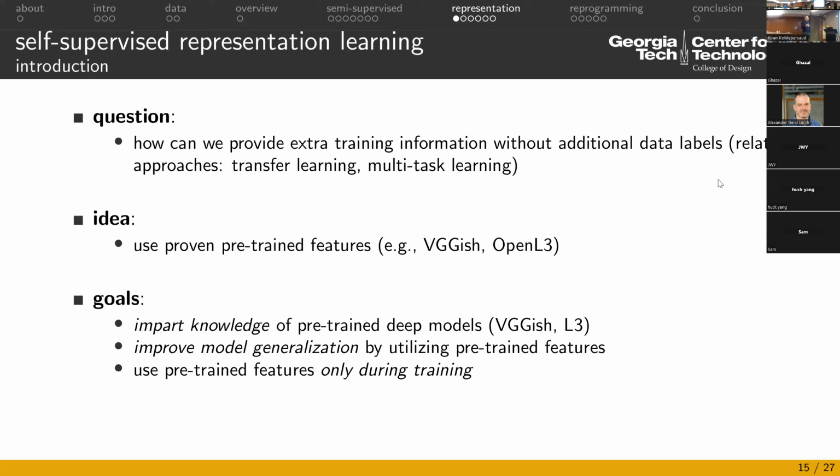So our goals here are now, we want to use these pre-trained features, and we want to impart this knowledge of these very deep networks in some way to our shallow model during training. And we want to improve the learned representation of the model. Another goal here for this particular approach was that we didn't want to use these features during inference. We only wanted to use these features during training.